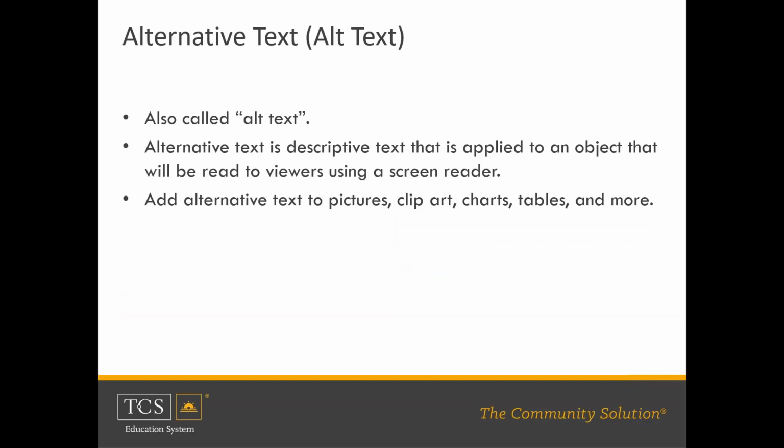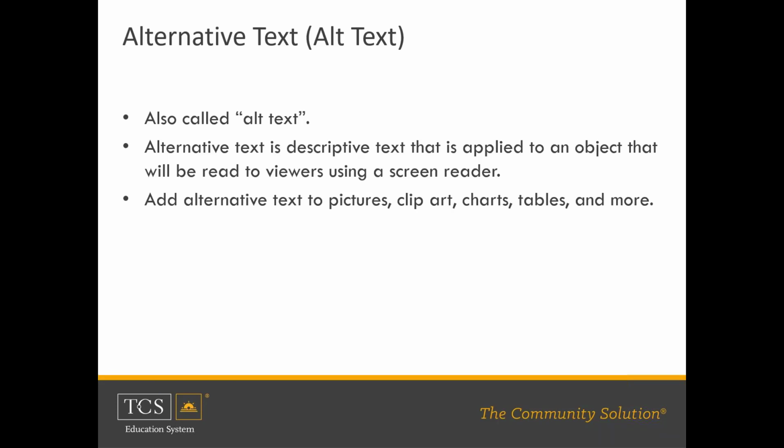So the next important category that we'll discuss is alternative text. This is also referred to as alt text. Alternative text is descriptive text that is applied to an object that will be read to viewers who are using a screen reader or learners who are using a screen reader.